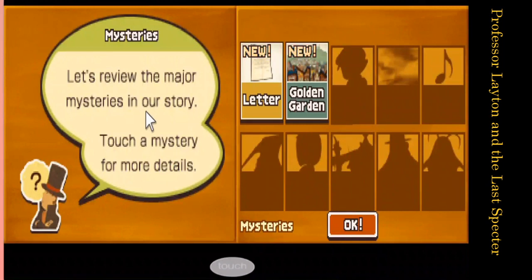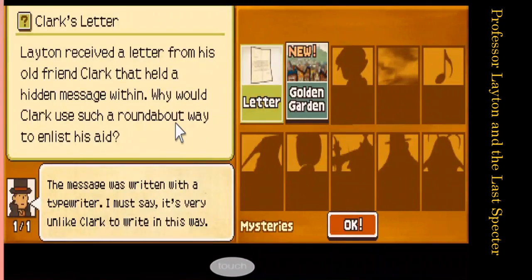Let's review the major mysteries in our story. Touch a mystery for more details. Layton received a letter from his old friend Clark that held a hidden message within. Why would Clark use such a roundabout way to enlist his aid? The message was written with a typewriter. I must say, it's very unlike Clark to write in this way.